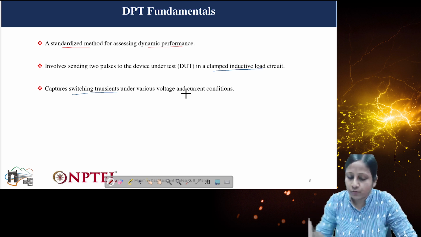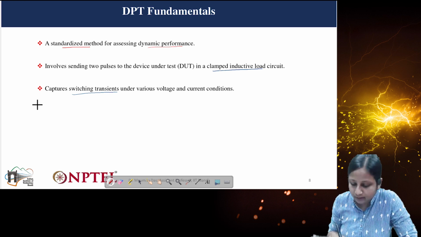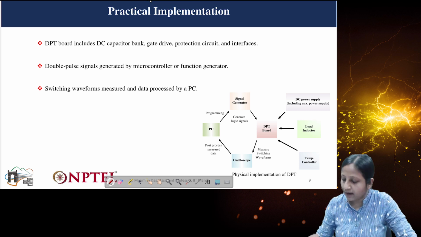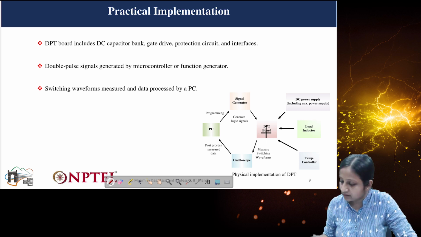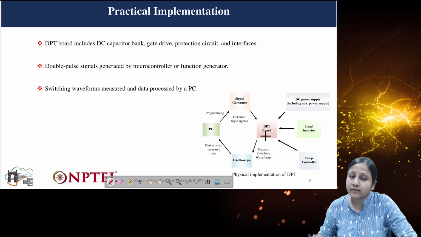Now, what are the components involved in DPT testing? If we try to analyze the circuit, for practical implementation this DPT board consists of several components. DPT board means where these two switches and this network will be, but this network is not the only thing which we need to get the characteristics.